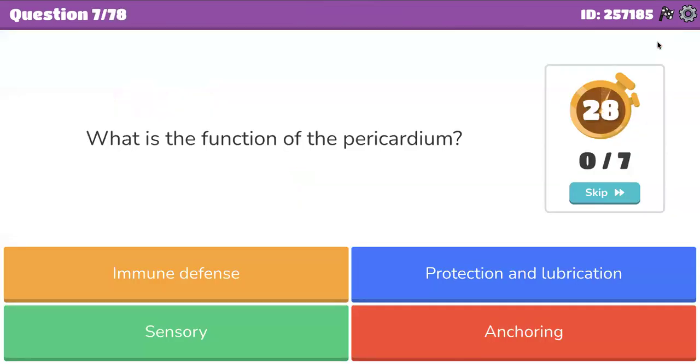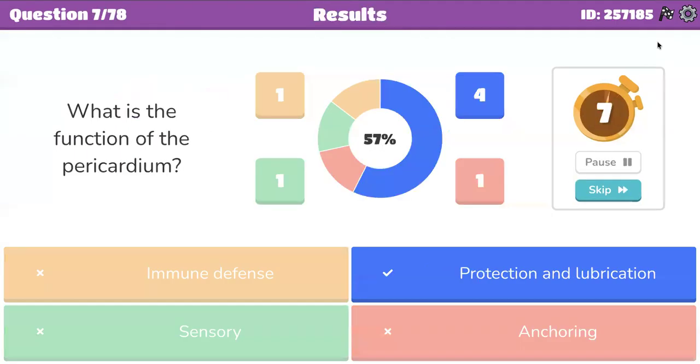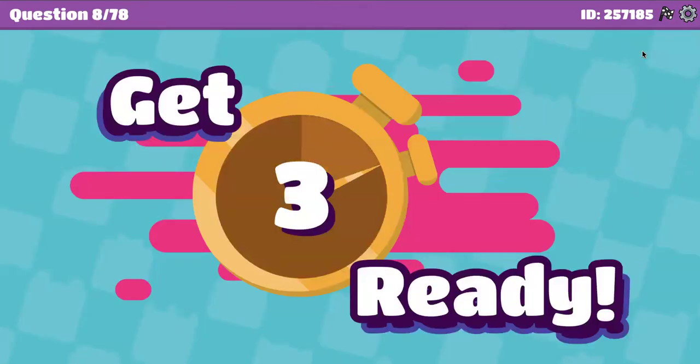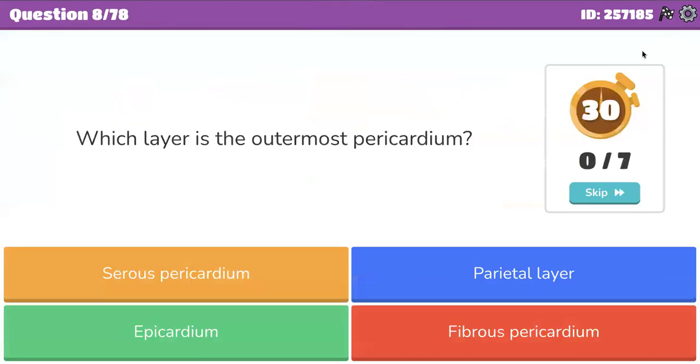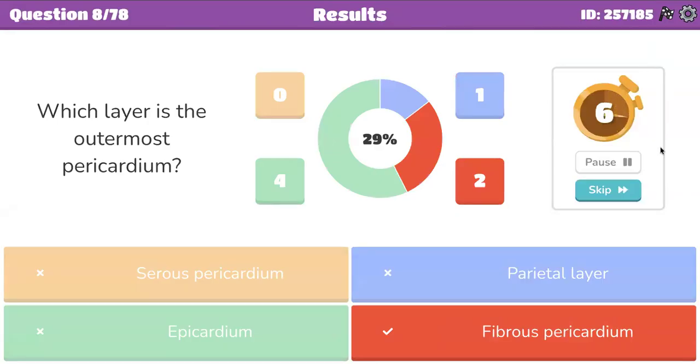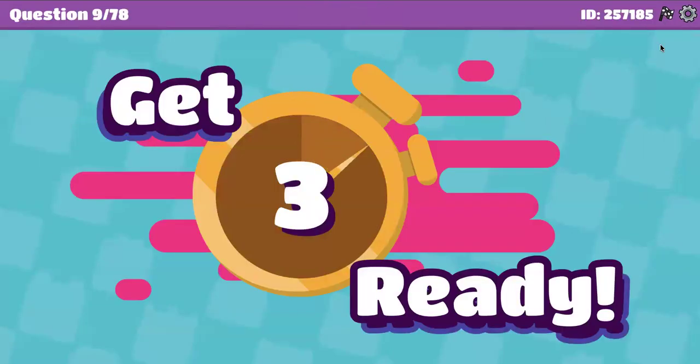What is the function of the pericardium? Is it immune defense, sensory, protection, lubrication, anchoring? It's protection and lubrication. It helps protect and lubricate. Which layer is the outermost pericardium? Is it the serous pericardium, the epicardium, parietal layer, or the fibrous pericardium? The fibrous pericardium.